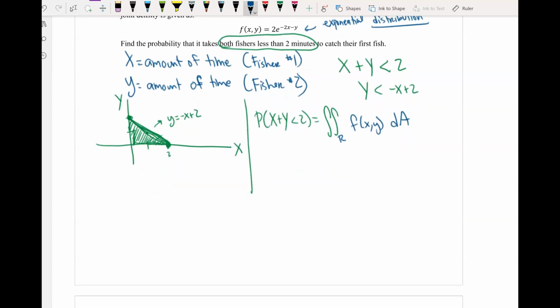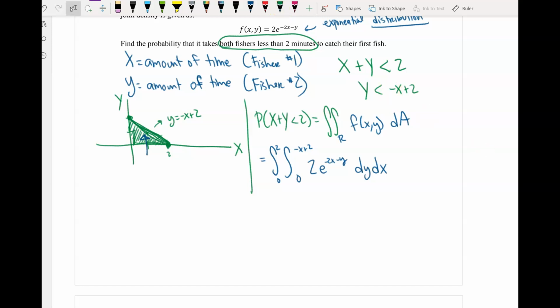So what would this be? Well, this is going to be a type 1 integral. So this is going to be from 0 to negative x plus 2, and then from 0 to 2. The density function is 2e to the negative 2x minus y, and then you're going to have dy dx. All right, so now let's go ahead and just solve this problem.